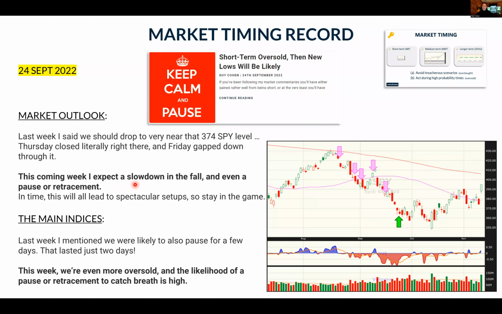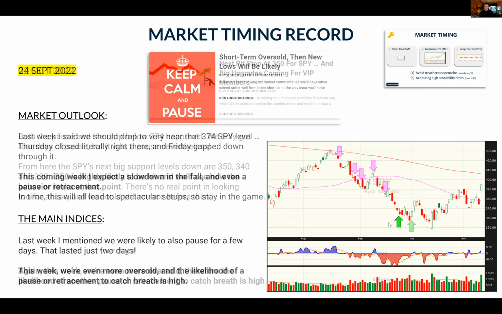So then we get to 24th of September, and I'm saying, look, this week I expect a slowdown in the rate of fall, and maybe even a pause or a retracement. We got that sideways move, didn't we? We're more oversold, and the likelihood of pause or retracement to catch breath is high. So here we are, oversold. We're likely to catch breath. I said it again the following week.